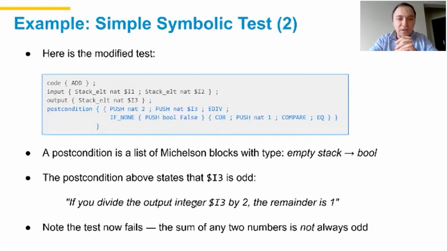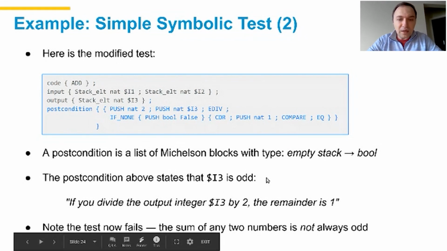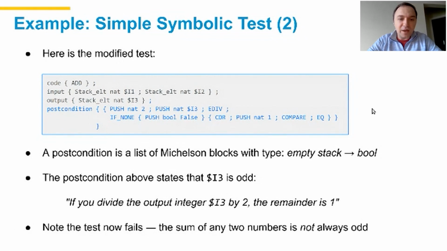So that's essentially that. Now, this test isn't very interesting, so we can make it more interesting with a postcondition that says the final integer that we get is odd. We specify postconditions in our modified TZT format with a list of Michelson blocks of type empty stack to bool. This postcondition basically just says that if you divide I3 by 2, the remainder is 1, which is equivalent to saying that I3 is odd.